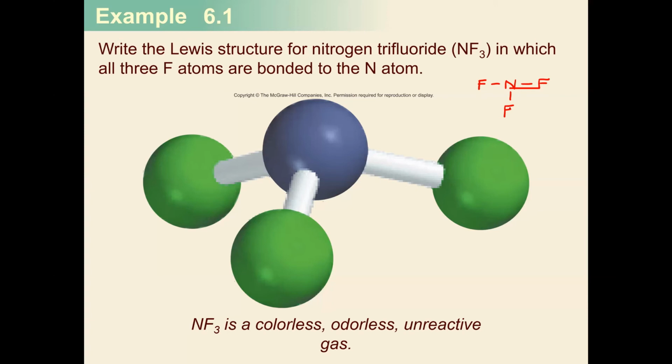The next thing I need to do is my electron count. For my nitrogen, I am going to get 5 electrons, and for my fluorine, I am going to get 7 each. So that is 21 plus 5 is a total of 26 electrons. As you can see, I've already used 6 of them, 2 with each of my 3 shared pairs. So that means that I have 20 electrons left that I must add.